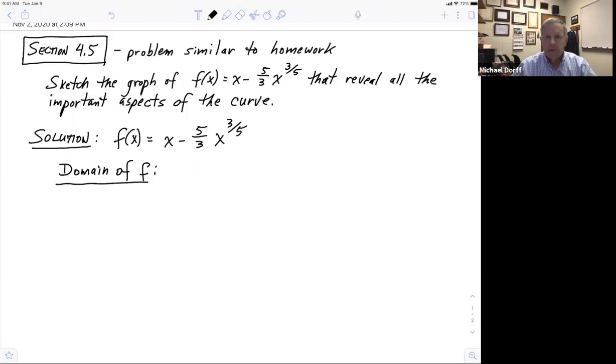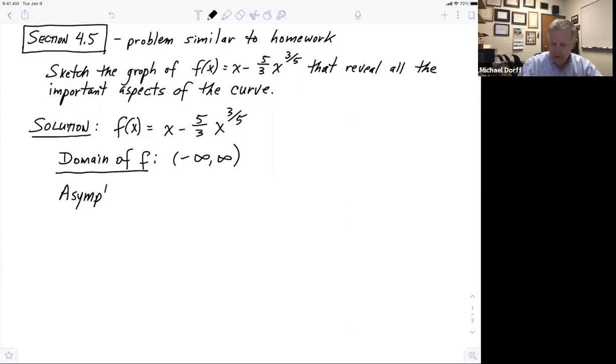Is there a square root or an even root? It may look like it at first, but there's not. We have x to the 3/5 here. That's an odd root, but not an even root. An even root would be something like x to the 3/2 or x to the 3/4. But we have x to the 3/5. The 5 is an odd number, so it's an odd root. So there is no restriction there, and there's no log function. So the domain then is all real numbers, or negative infinity to infinity.